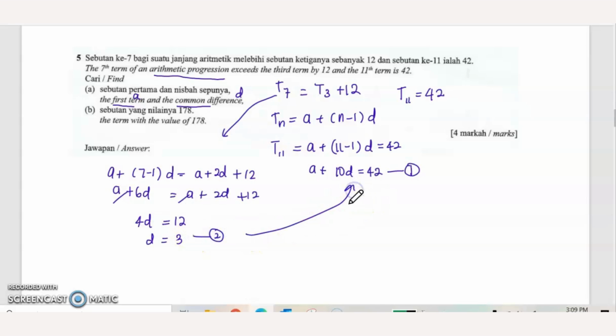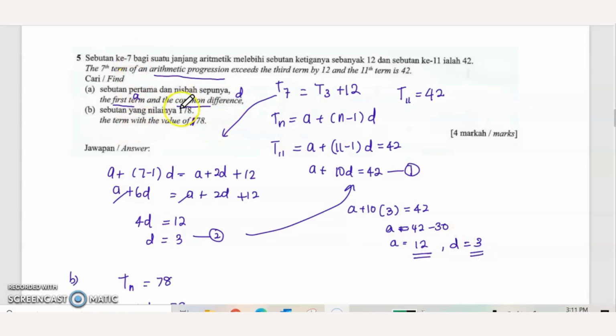Jadi masuklah di sini. Okay, a plus 10 times 3 equal to 42. So a plus 30 equal to 42, 42 minus 30, and then we get a equal to 12. Okay, so that is the value for a and the value for d. Okay, so we have correction for number 5b, the term with the value of 78. Okay, so find the term with the value of 78.